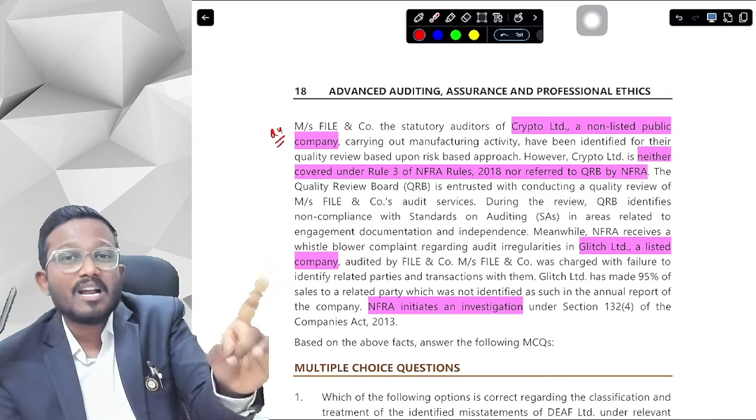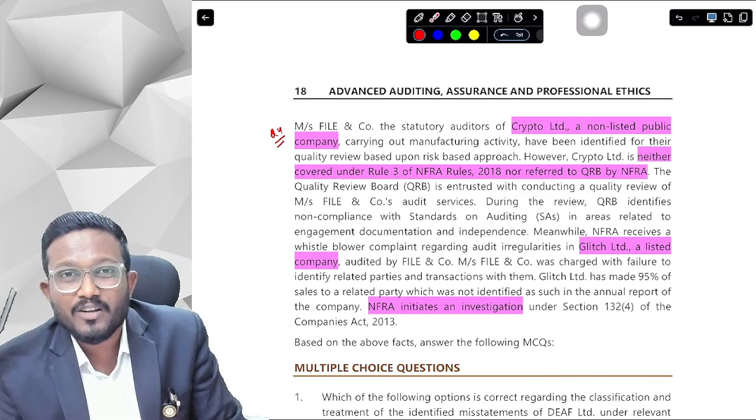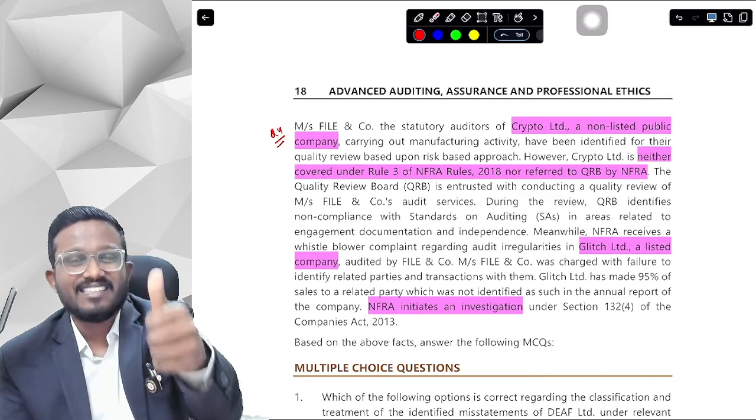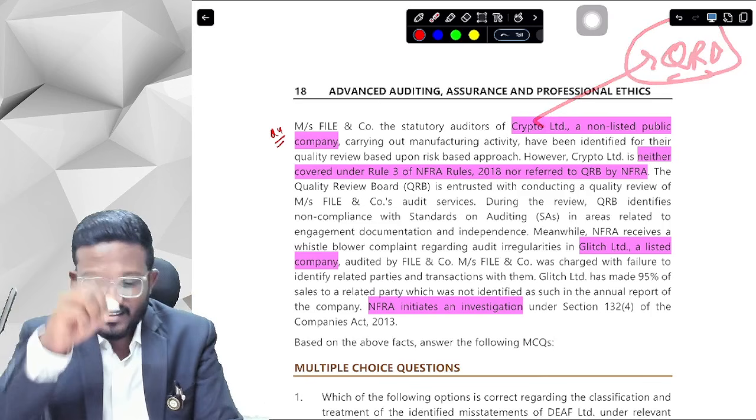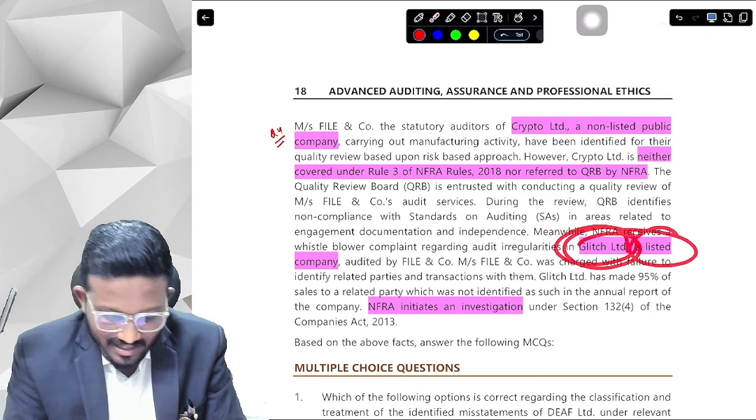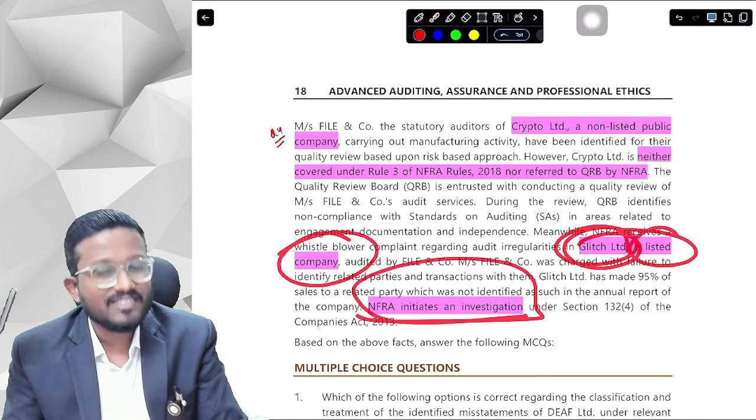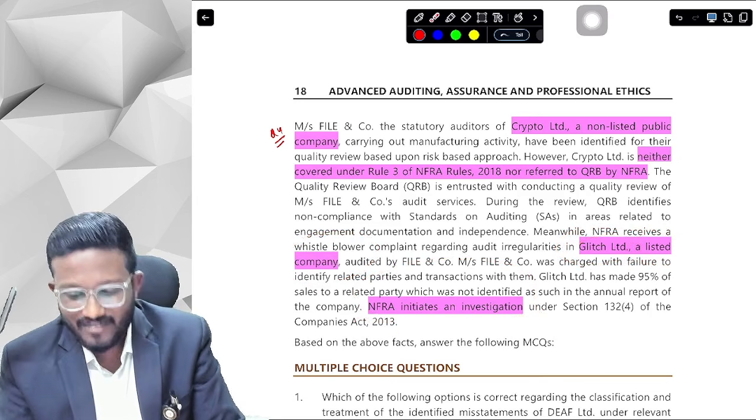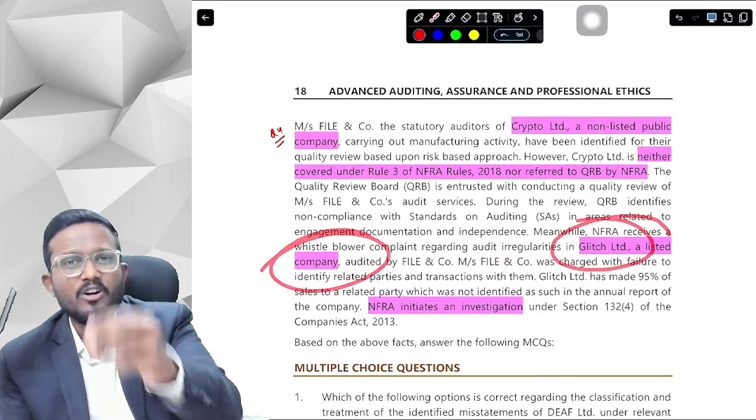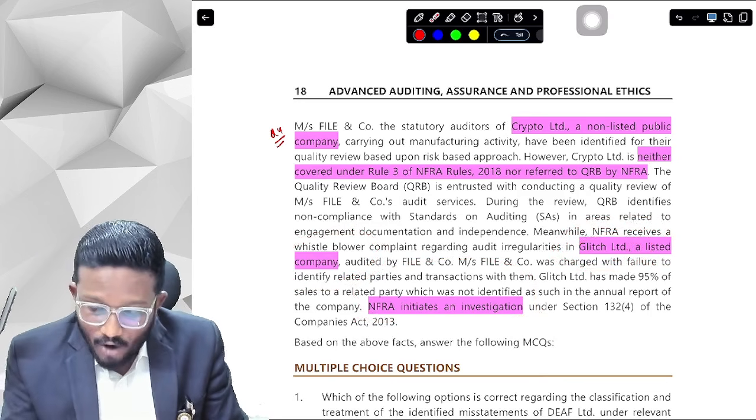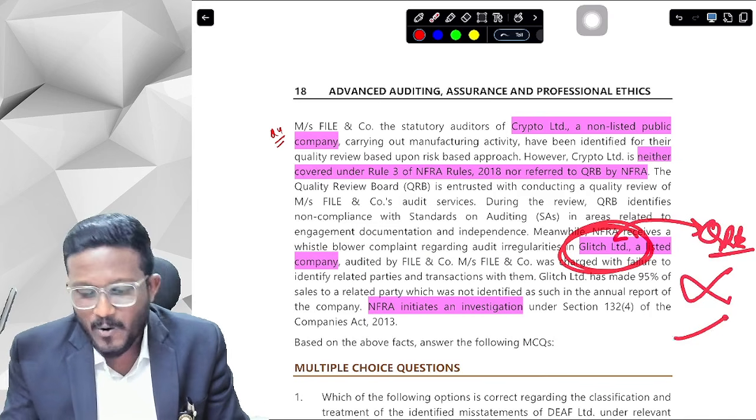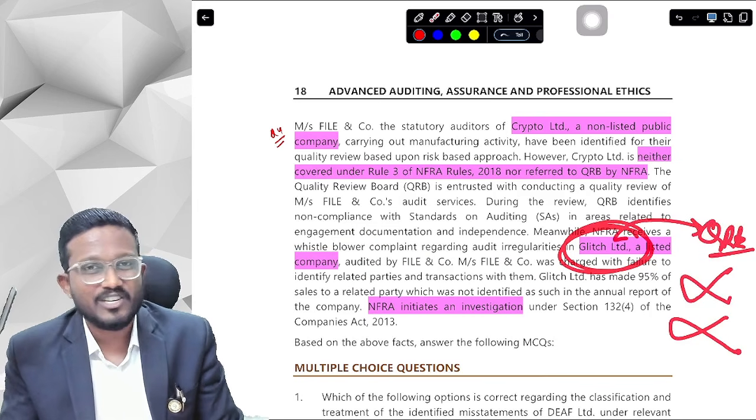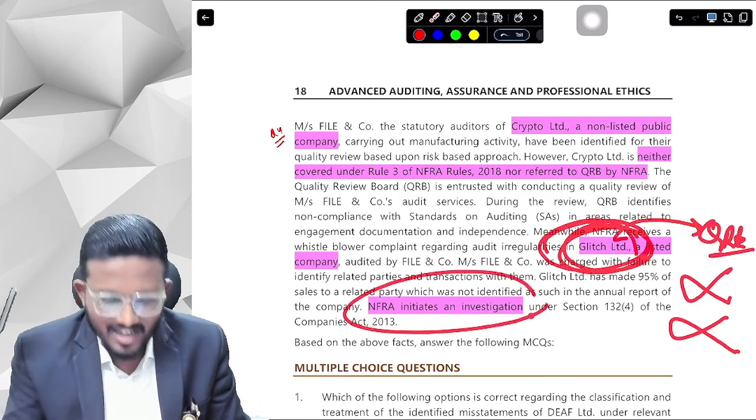So can the QRB review the quality of the service of the members in this particular company? Yes, here QRB can review the quality, it is allowed. But there is another company, Glitch Limited, a listed company, and NAFRA has already initiated an investigation against it because it is covered under NAFRA rules. So for Glitch Limited, can QRB initiate any investigation, sir? No, QRB cannot initiate any investigation if this particular company is covered under NAFRA rules.